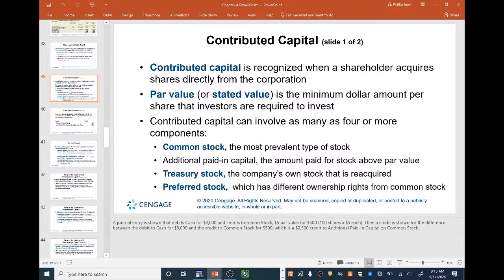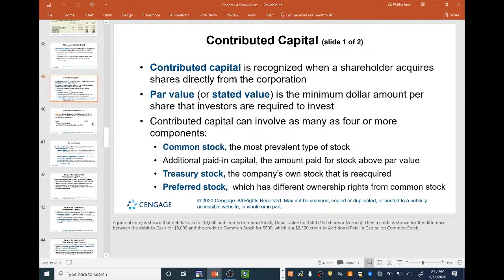Contributed capital is recognized when a shareholder acquires shares directly from the corporation. So once again, we established that. That's when they're just buying into their stock, and we have the par value or stated value. All that is the minimum dollar amount per share that investors are required to invest. So it can't drop below that, right? That's pretty much the floor on an offering of an equity instrument.